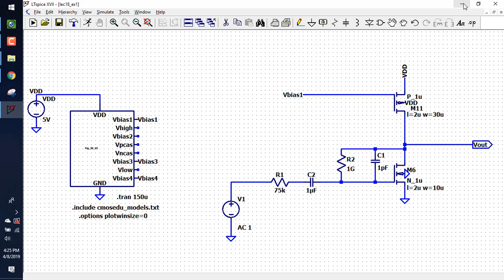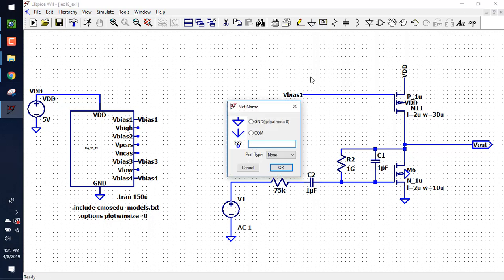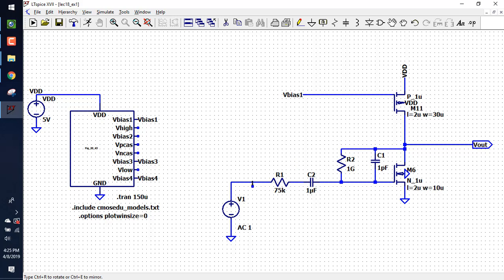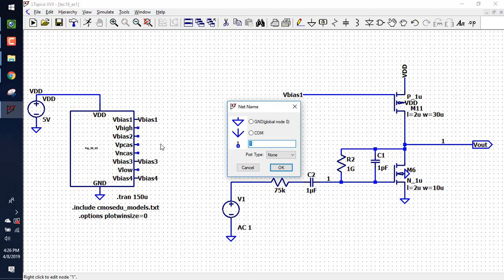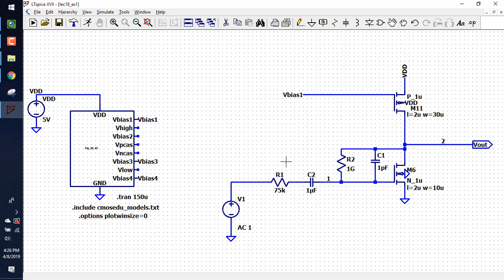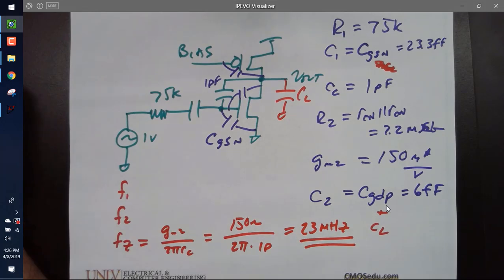So if I go back here and I label the nodes, this is node 1, basically this node right here, and then this one is node 2. Right? And so the capacitance on node 2, if I put a load capacitor here, is going to be directly parallel with everything else on node 2. And the only thing on node 2 is the capacitance from here to the gate, CGD, for the PMOS. So that's why over here I put plus CL. Good?